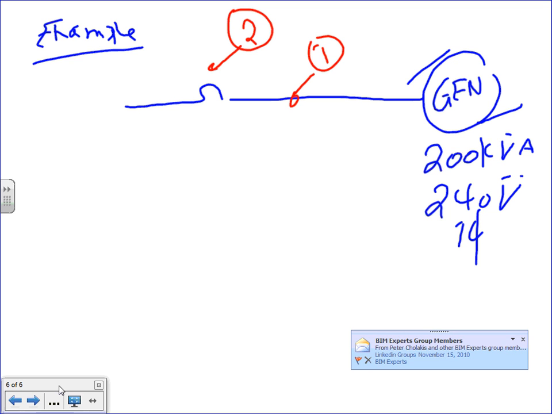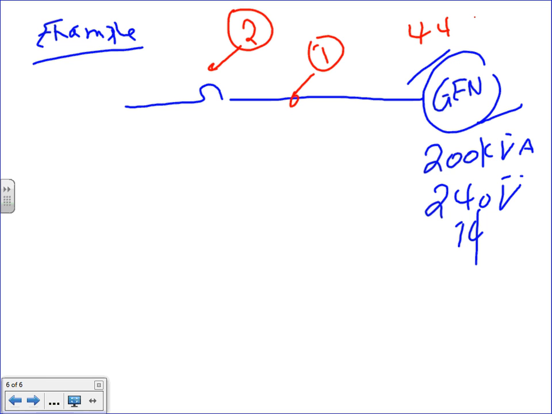If you guys go to Article 445, and we're going to size the generator, ampacity of conductors, disconnect means, and so forth. You're going to find a chart.